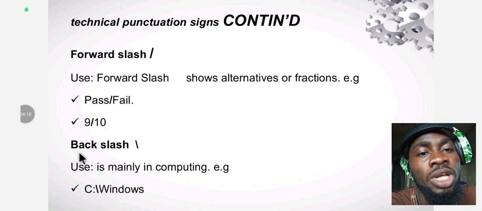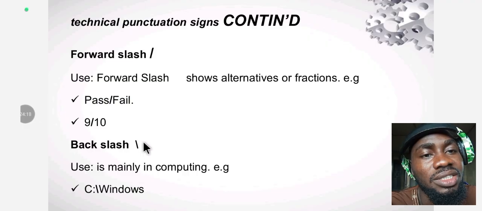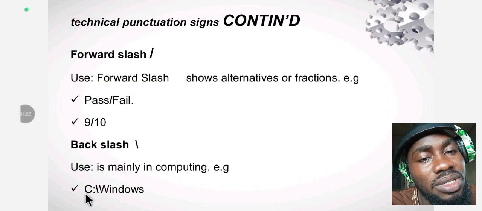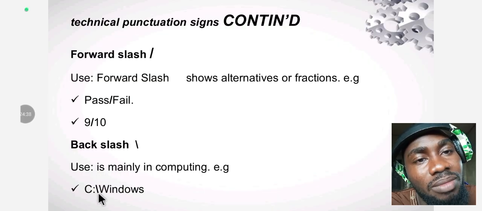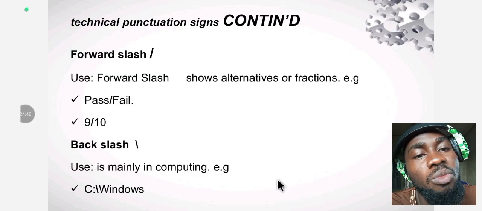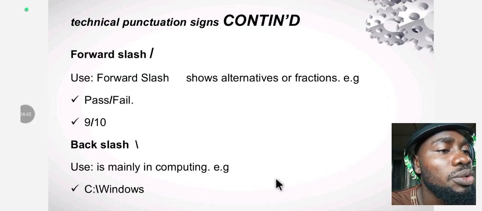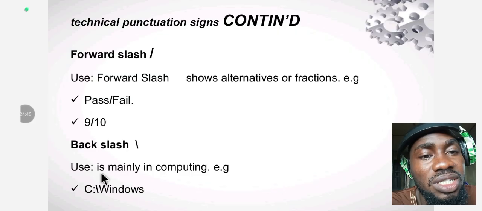Okay, moving on to the next, backslash. This is the backslash. What is it used for? This is the sign. It's mainly used in computing. For example, C:\Windows. Very common in computer. And when you go to your Windows, especially your files, you easily see this there. Okay, and those that are into coding and all of that.